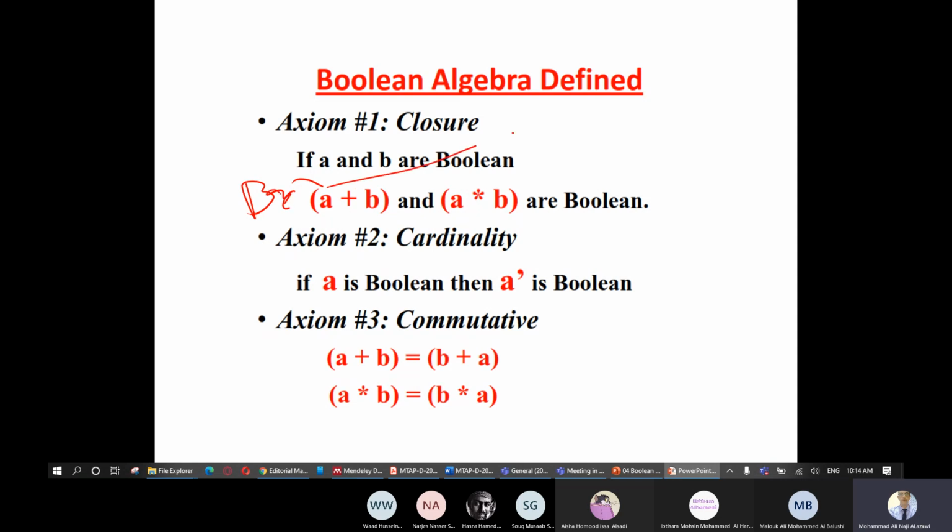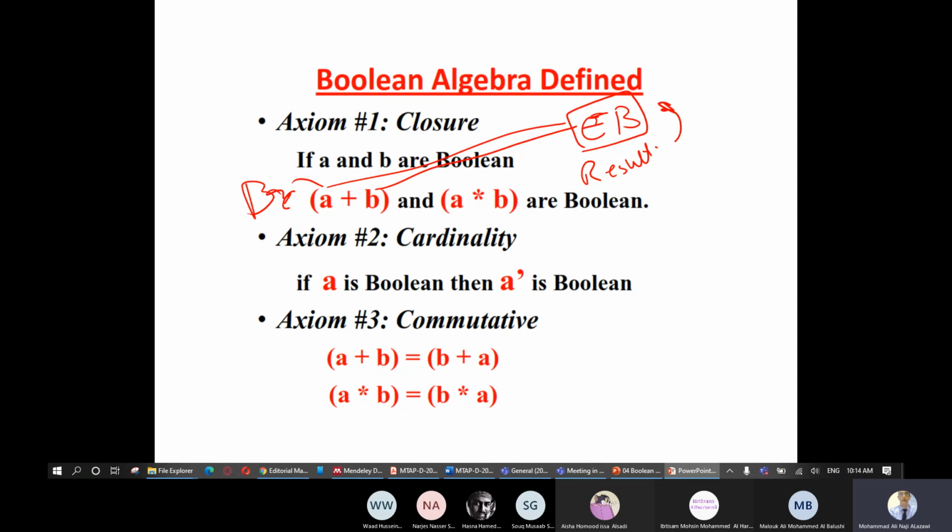I can write it like this. A belongs to capital B, B also belongs to capital B. Then the result should also be a member of B. Okay, this is called closure.